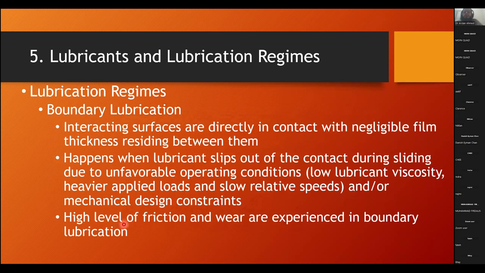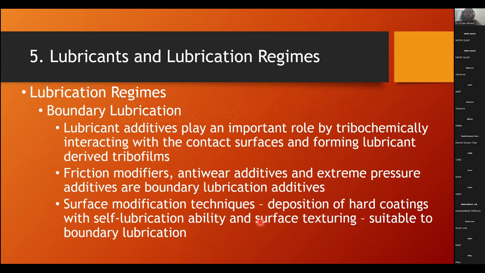So this is what I explained to you previously. In boundary lubrication, the two bodies are in contact with each other. And in the next regime, we can see that it happens when lubricant slips out of the contact during sliding due to unfavorable operating conditions. A high level of friction is experienced in this lubrication. So what can be done if we want to reduce friction in the boundary lubrication regime?